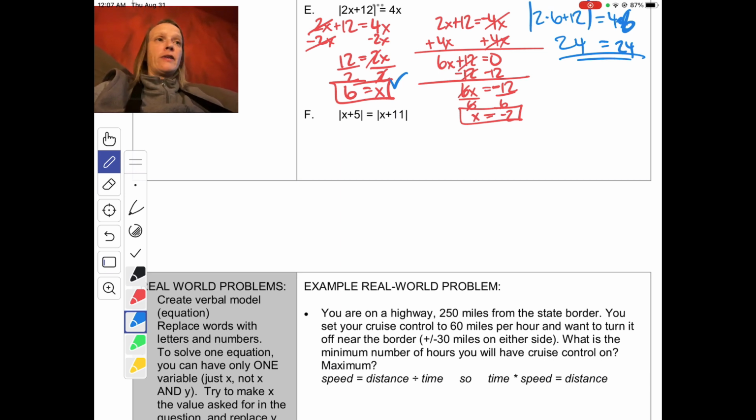Let's check our other value now. x equals negative 2. I'm going to plug that in everywhere I see x. So the absolute value of 2 times negative 2 plus 12 equals 4 times negative 2. When I simplify the left-hand side, 2 times negative 2 is negative 4, plus 12 is 8. So I have the absolute value of 8 equals negative 8.